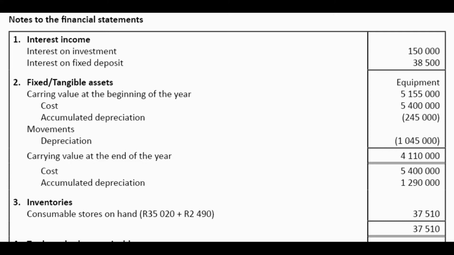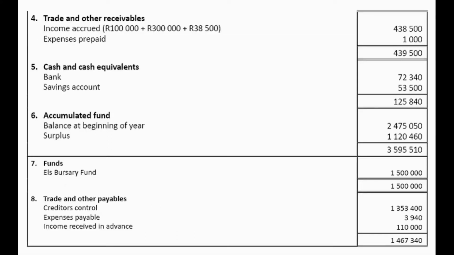And then the note for the inventories, the consumable stores on hand, it was for the refreshments. Remember, we had those two adjustments for stationery and for refreshments, and that gives us a total for inventories of 37,510. Okay, so let's carry on with the rest of the notes.